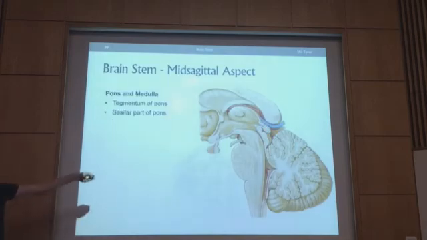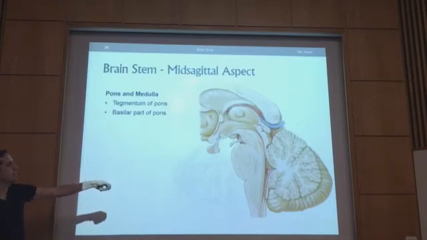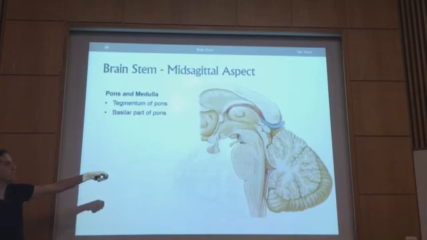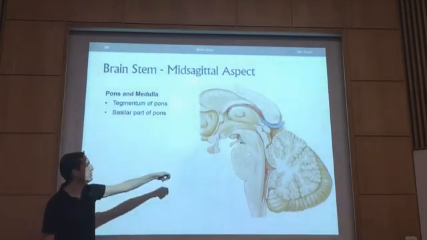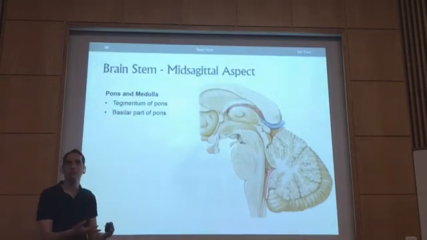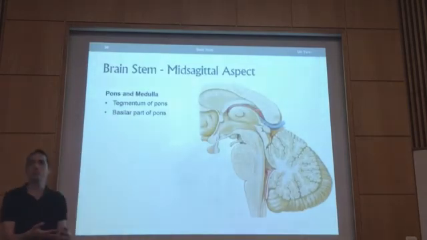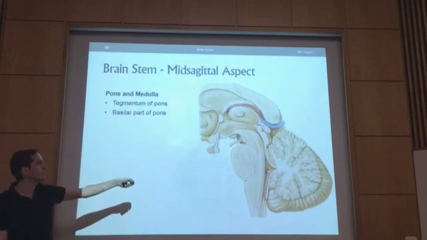Now the pons. The tegmentum of the midbrain is continuous with this part of the pons, which is the tegmentum of the pons. And the most anterior part of the pons, ventral to the tegmentum of the pons, is this huge thing, which we already met from the ventral aspect, which is the basilar part of the pons.